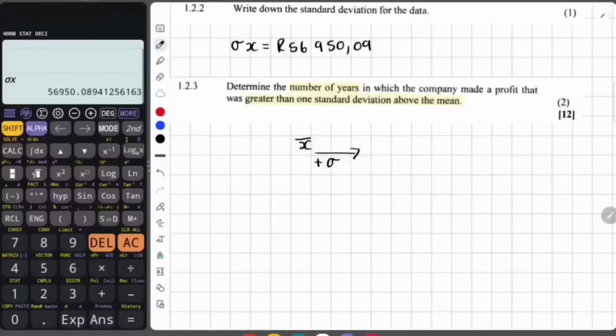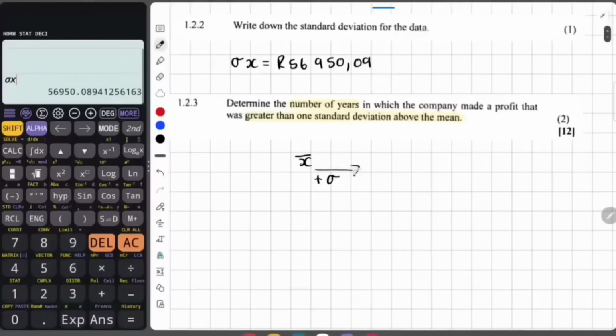So if they said 2 standard deviations above the mean, you have the mean here and you're going to move 2 standard deviations, so 2 times the standard deviation. If they said 1 standard deviation below the mean, you'll be looking at the mean and moving this way instead, to the left, meaning you'll be subtracting. You go 1 standard deviation below the mean, so it'll be the mean minus the standard deviation. Okay, so that's really how to work out these ones.